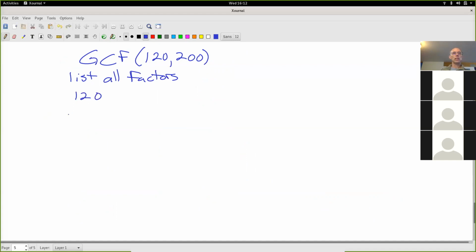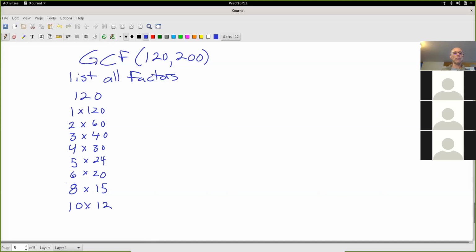So 120 is 1 times 120, 2 times 60, 3 times 40, 4 times 30, 5 times 24, yep, 6 times 20, no 7, but we do have an 8 there, 8 times 15, I think, yep, 9, nope, 10, yes, 10 times 12, and then comes 11, and I am done. So there's all the factors there of 120. It's got a lot, almost as many as 360 had.